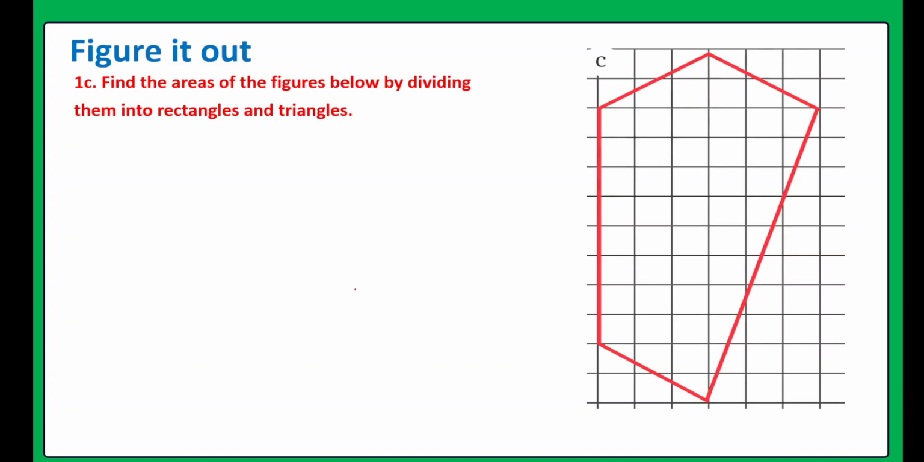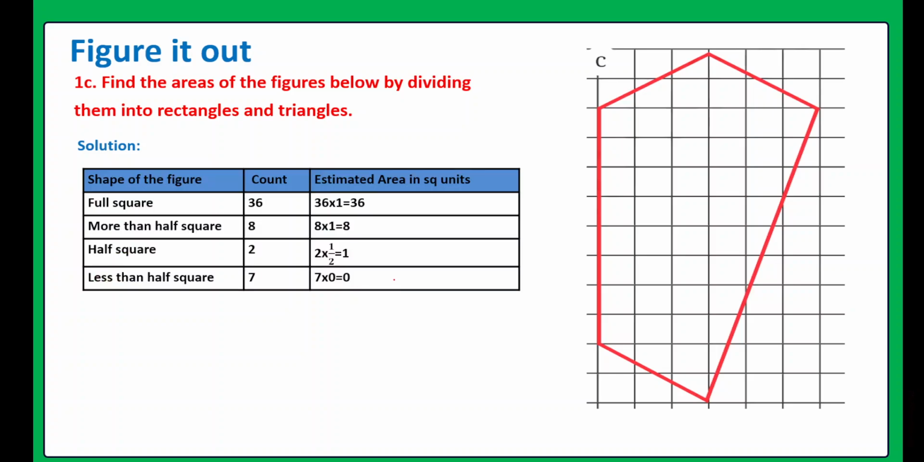Let us see, figure it out. 1C. Find the areas of the figures below by dividing them into rectangles and triangles. Solution. Full squares, if we count, there are 36 in this one. More than half squares, here 8 are there. Exactly half squares, 2 are there. And less than half squares, 7 are there.